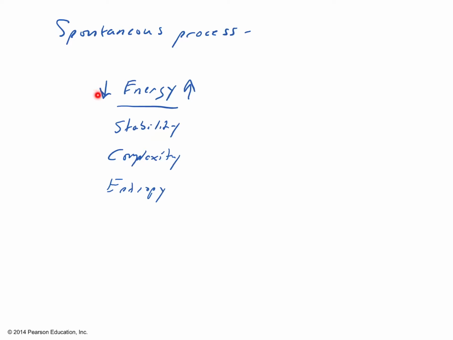So on the left, let's look at the low energy system. A low energy system has high stability because it doesn't have a lot of energy to lose to the environment, so it stays the way that it is. But a low energy system is going to have low complexity, and because it's low energy and low complexity, it's going to be chaotic. It's going to have high disorder, or high entropy, all right?